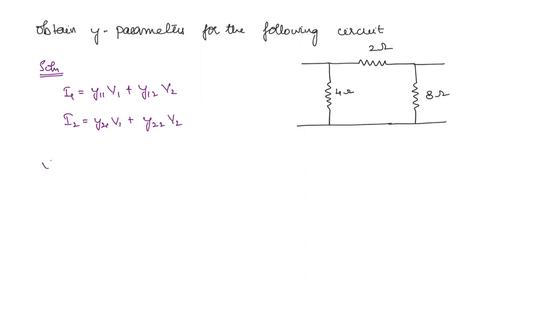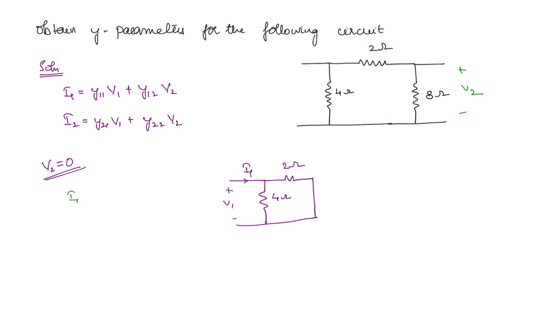First step that you need to do is equate V2 is equal to 0. Here you will be able to get Y11 and Y21. So V2 is equal to 0 means you have to short circuit the output side. So what will be the circuit now? This will be 4 ohms. Here 2 ohms will be as it is. Now this 8 ohms will be short circuited because this is V2, right? So if we short circuit V2, then 8 ohms will be short circuited. So what are you going to get here? The circuit is going to be like this. Here you have V1 and here you have I1.